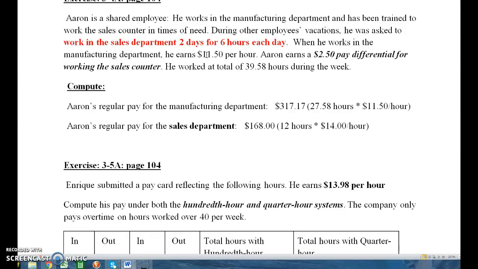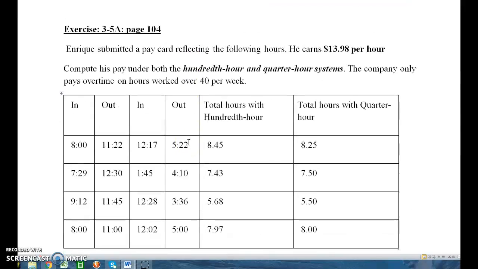The next exercise is 3.5. His pay card reflected the following hours, and he earned $13.98 per hour. Computers pay under both the 100th hour and the quarter hour systems, and the company only pays overtime on hours worked over 40 hours per week. So if you look at it, he clocked in at 8, he's out at 11:22, so that's 3 hours and 22 minutes. He clocked back in at 12:17, and he was out at 5:22.